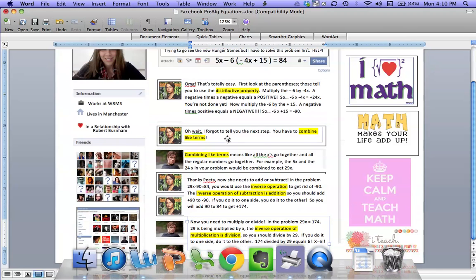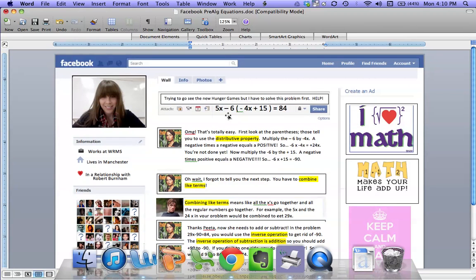So, to do a check, I would take the answer I found, which is 6, go up in my problem and replace all the x's with the number 6, and solve. And when I solve, all of this should be equal to 84. So you should end with 84 is equal to 84. And then you can say, yep, I checked it, I'm good to go.